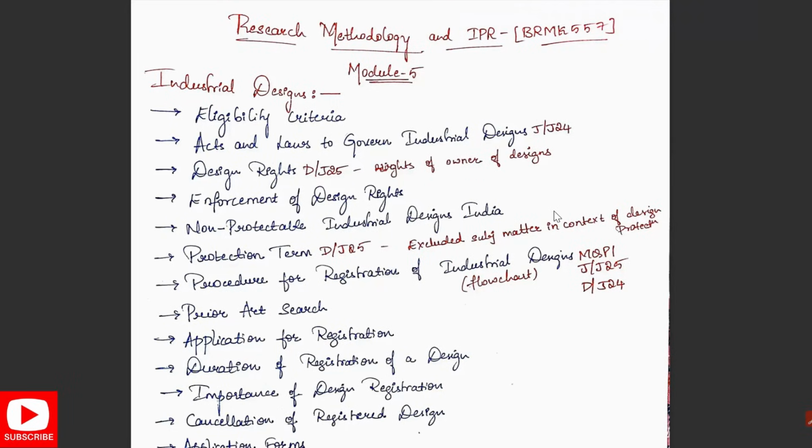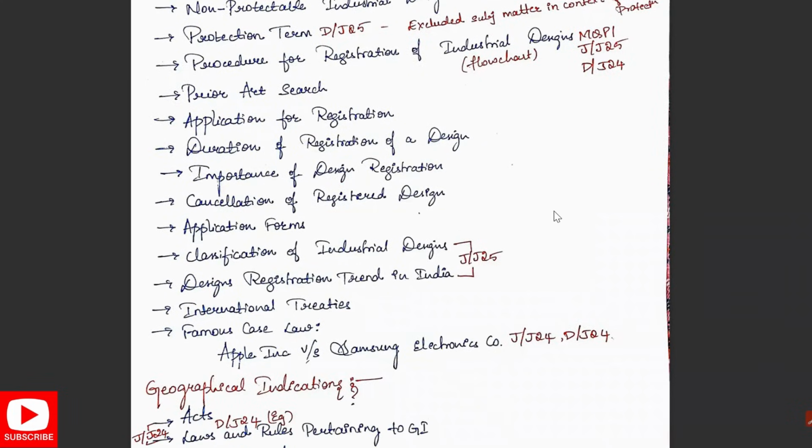This is the 5th semester subject Research Methodology and IPR, Module 5 Part 1 video, where we'll be discussing industrial designs. In that: the design rights, enforcement of design rights, the acts and laws governing industrial designs and protection terms, the procedure for the registration of industrial designs, what are the steps involved in that, and also the classification of industrial designs, design registration trends in India, international treaties, and a famous case law, that is Apple versus Samsung. So this will be a Part 1 video.